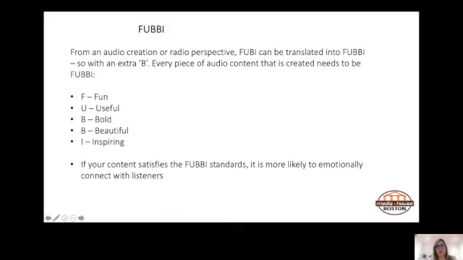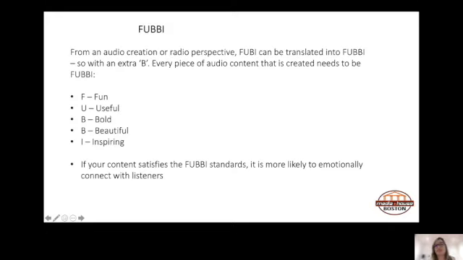Looking at this from an audio creation or radio perspective, Fubi can now be translated into Fabi with an extra B. That extra B stands for bold, meaning the content presented must challenge what has been traditionally aired on radio by being courageous and daring. This can mean developing new ideas or taking a fresh approach on old ideas, such as hosting a very different type of interview, or whatever it is, as long as it's something that's new and fresh, or as long as it's a different way of doing it.